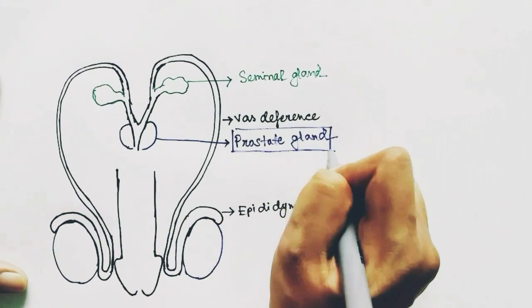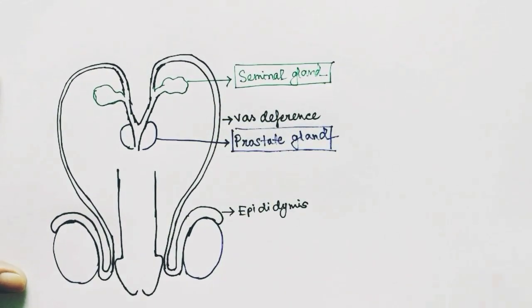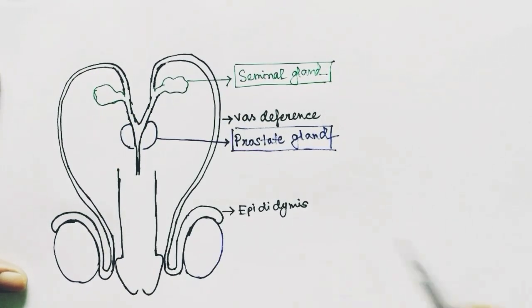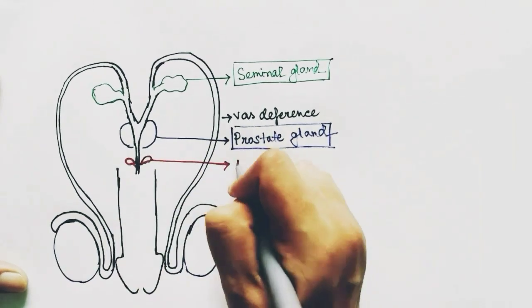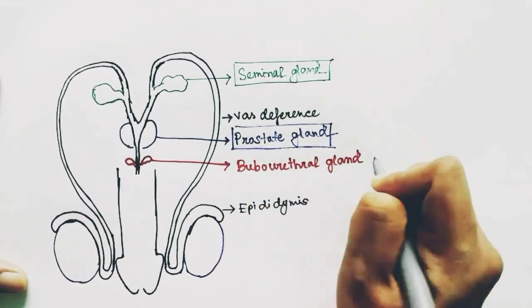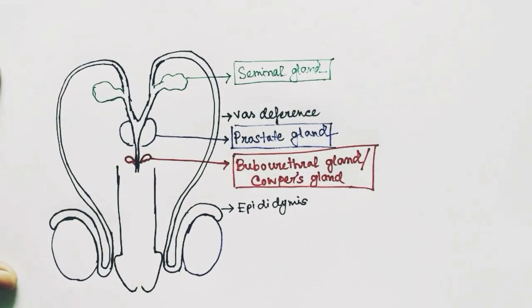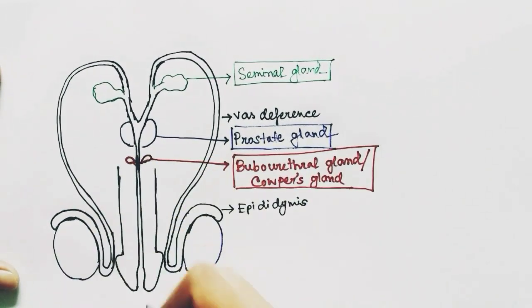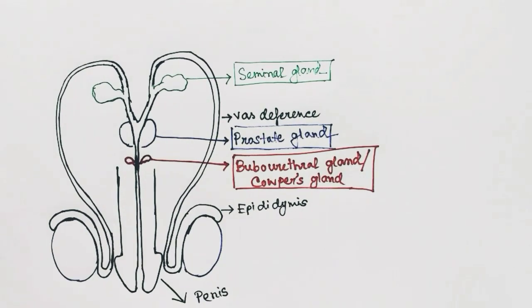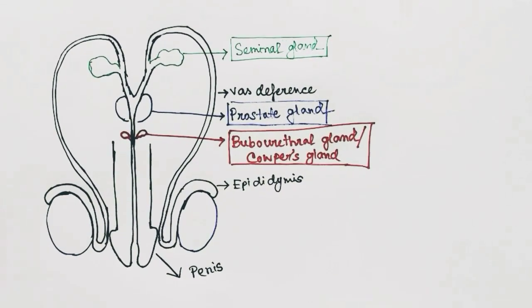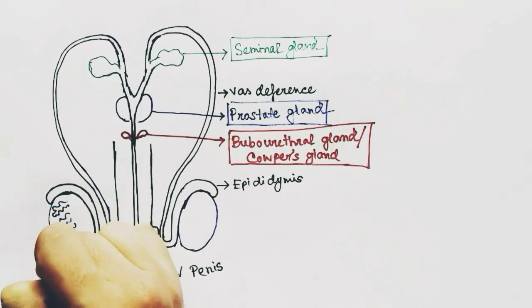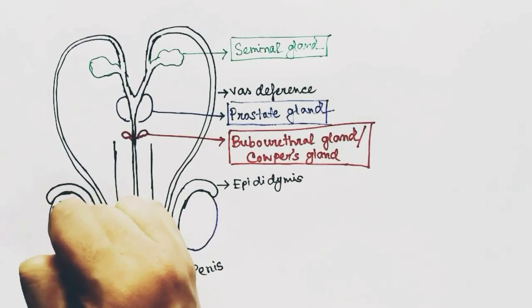Another gland called the prostate gland is present around the urethra. It releases a slippery nutritive fluid for the gametes. The next gland below the prostate gland is the bulbourethral gland or Cowper's gland. Cowper's glands release a thin milky fluid which forms 30% of the volume of the semen. The secretion of these glands makes the urethra slippery.